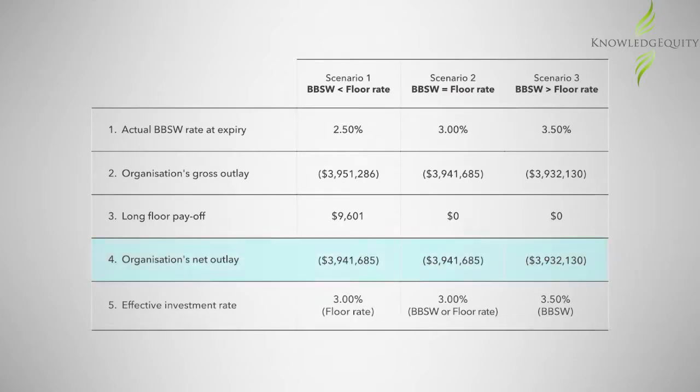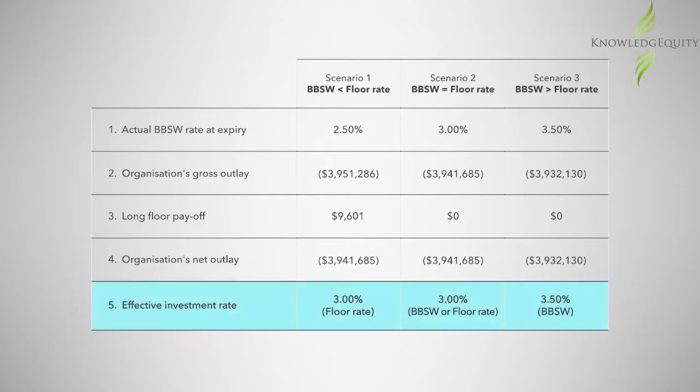Item 4 is the organization's net outlay, after taking into account the gross outlay and the long floor payoff. In scenario 1, we can see that the net outlay of $3,941,685 matches the net outlay in scenario 2, which is the floor rate. Note that this example has not taken into account any premium paid upfront.